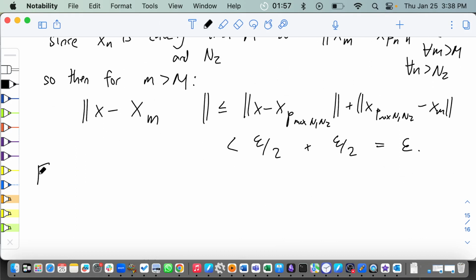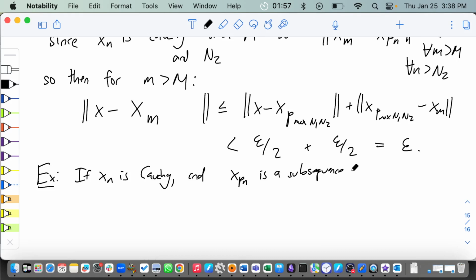We just proved this exercise, by the way, that if x_n is Cauchy and x_{p_n} is a subsequence with the limit as n goes to infinity of x_{p_n} equals x, then the limit as n goes to infinity of x_n equals x too. Actually, I think there's a really nice exercise that I put on the list of extra problems on homework 1, which is this one.